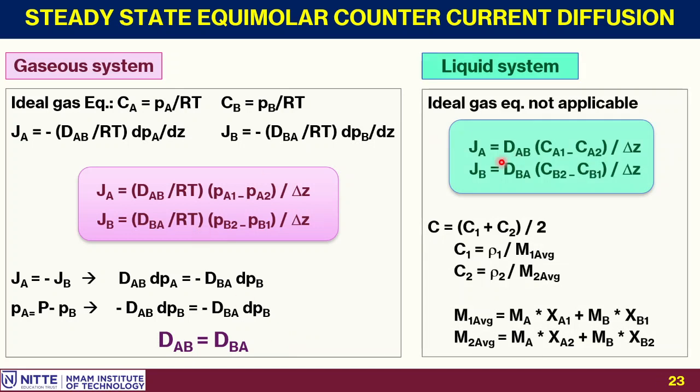For a liquid system, we'll still write this dCA by dZ, that is delta C by delta Z, as it is. We'll not use the pressure form because the ideal gas law does not hold good here. Dalton's law does not hold good here. When we come across the liquid system, usually we come across mole fractions. There is a mole fraction of molecule A and B on two sides, side 1 and side 2. So these values are known to us. Their molecular weights are also known to us. When the chemicals are mentioned, molecular weights are also known. So given the molecular weights, we can find out the average molecular weight on both sides.